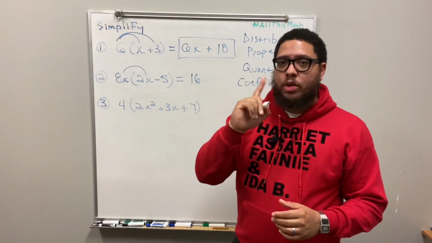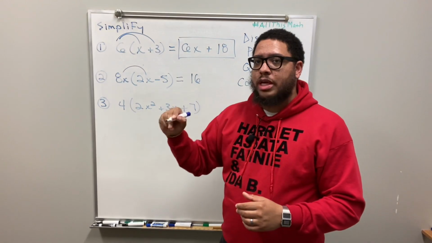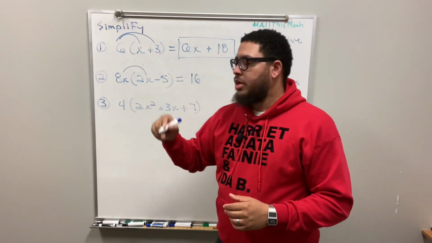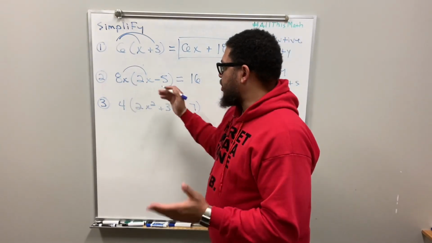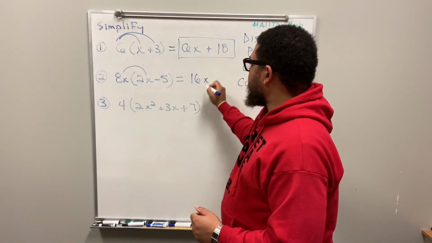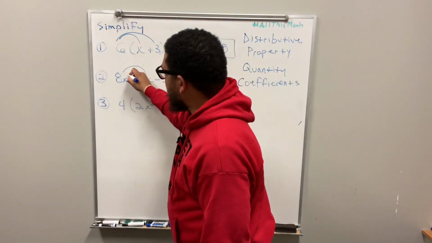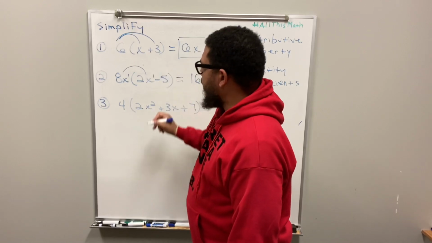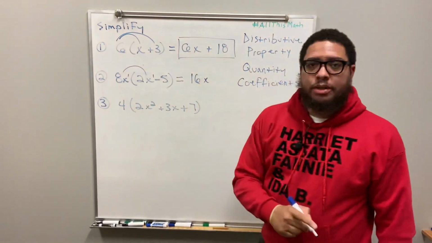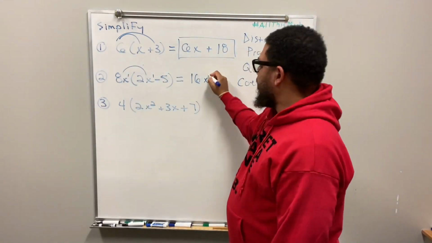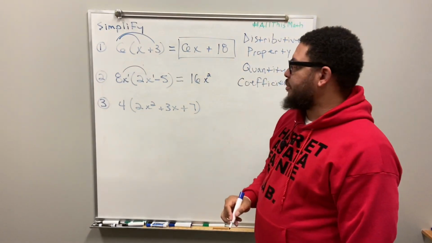You write the term one time, but you add the exponents together, and that becomes the new exponent. For example, X times X, that's the same term. So I write X, and then this has an invisible 1, and this has an invisible 1 exponent. So what is 1 plus 1? 2. That's why this becomes 16x squared.